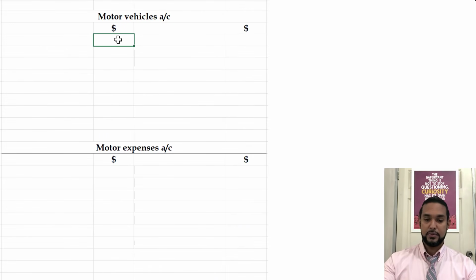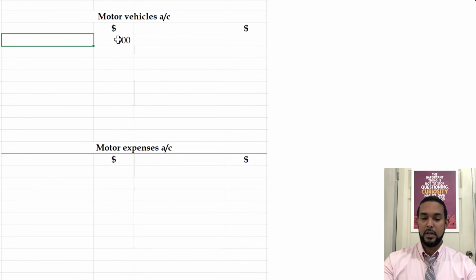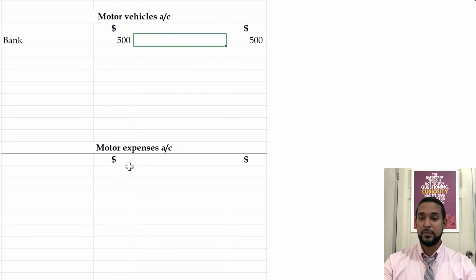So motor vehicles will have a 500 and it will say bank because we paid it with a check. Now this is a debit that should not be there. How do we get rid of that? By going on the opposite side, entering the amount that we have to remove and sending it to the account it should have been sent to. What account was that? That was motor expenses.